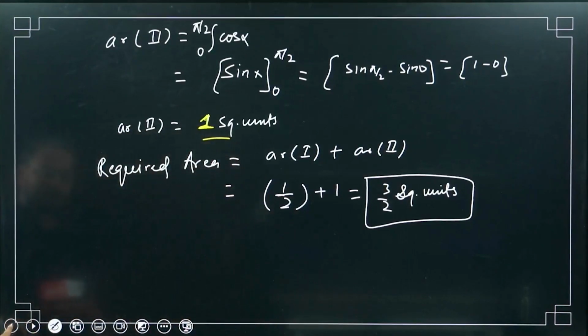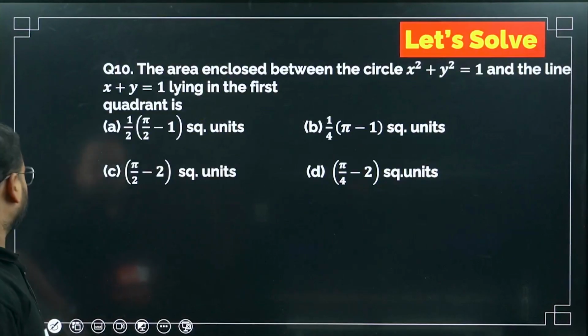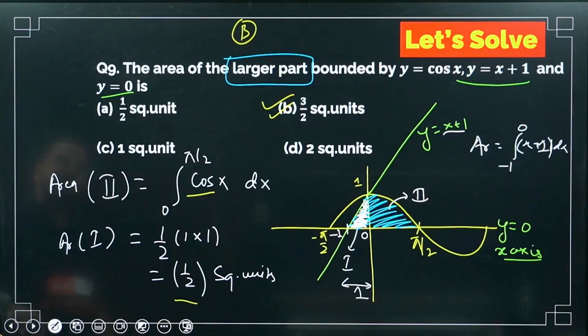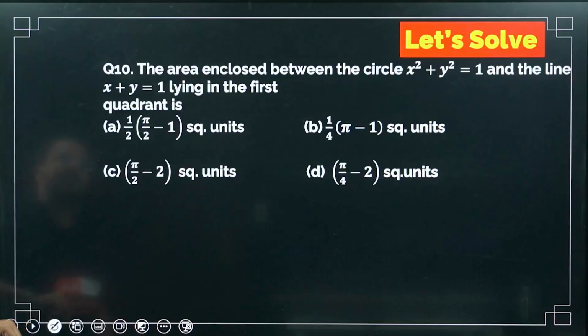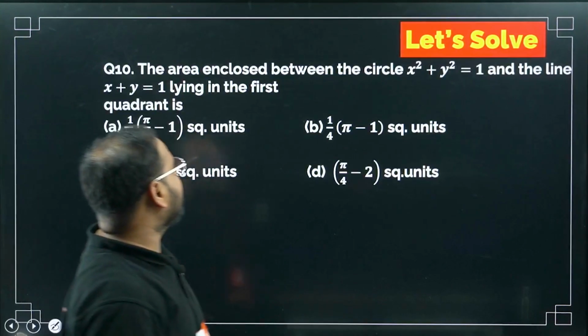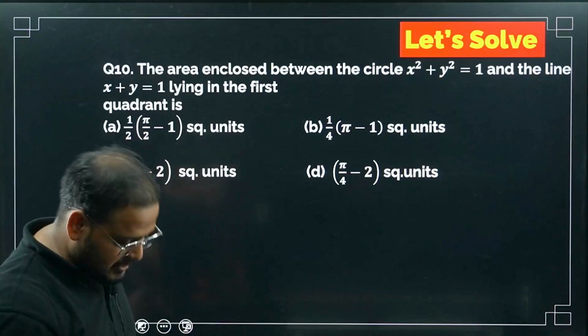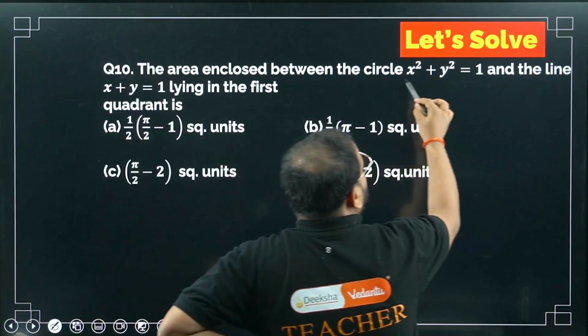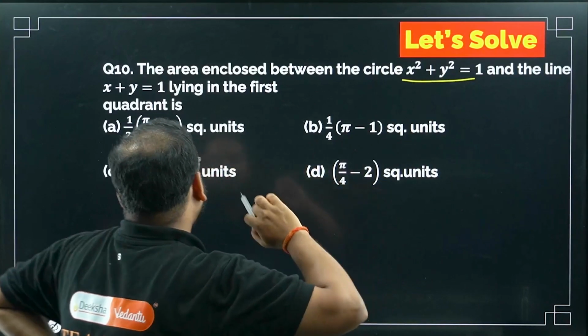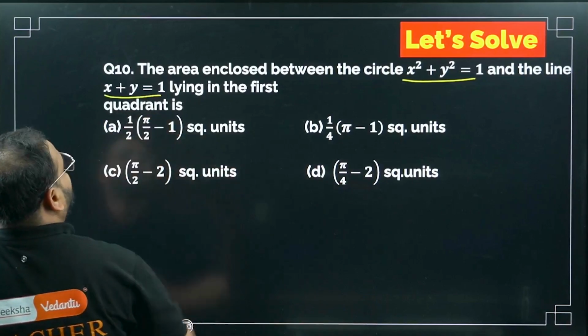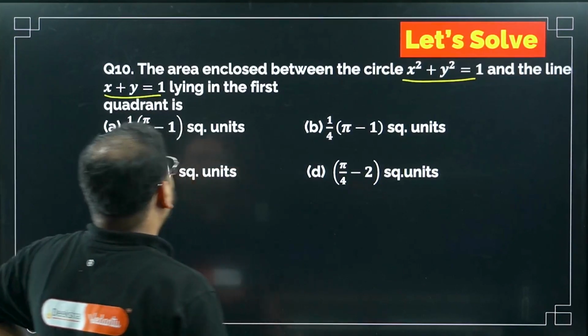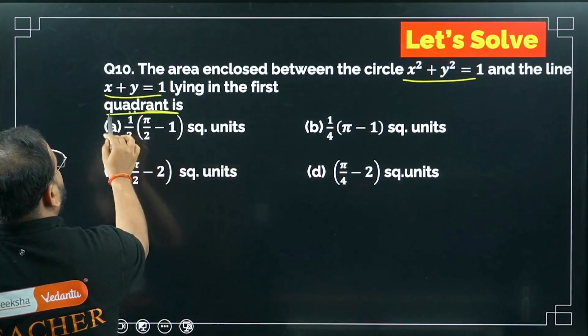Have a look. Okay, visible. This also is visible. Moving on to the next question. Okay, this is the 9th question. All right, so the last question of the day, the 10th problem. The area enclosed between the circle x square plus y square equals 1 and the line x plus y equal to 1, lying in the first quadrant.